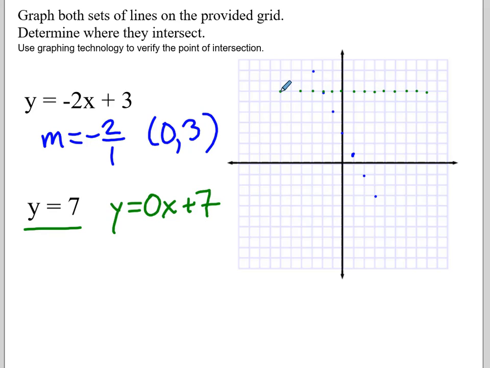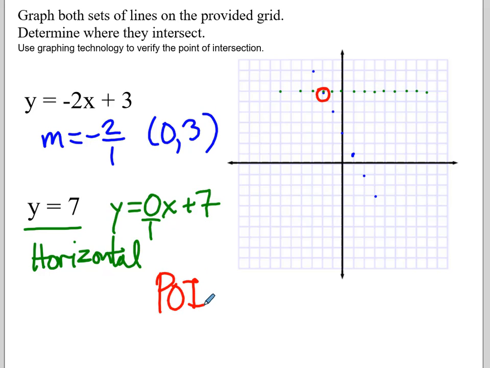And what we'll start to see is that this is a horizontal line. Okay, it has a slope of 0, so if you think of that as 0 over 1, it's going up 0 and right 1. Well, this line here is going up 0 and right 1 every single time. It has a point of intersection right here. Okay, so our point of intersection is (-2, 7).